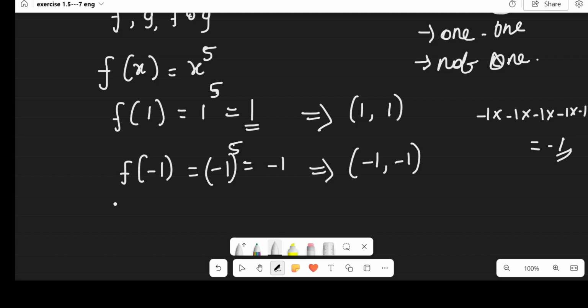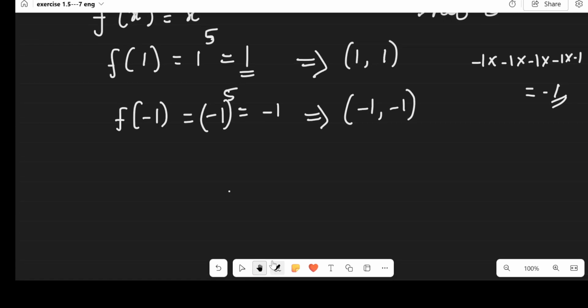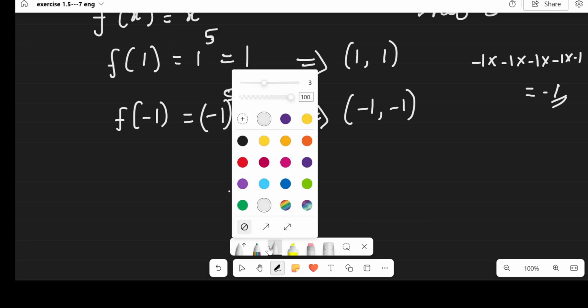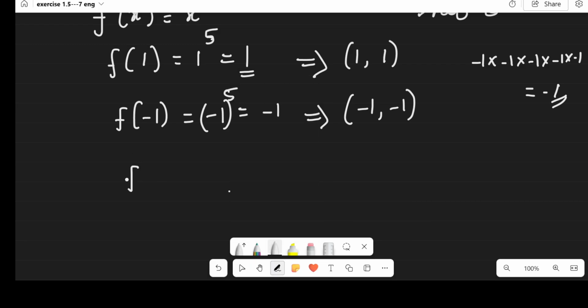And I'm checking one more value. You can check any values, any number of values. I'm checking one more, that is 2. If it is 2, then 2 power 5. What is 2 power 5? 2 into 2 into 2 into 2 into 2, 5 times 2.